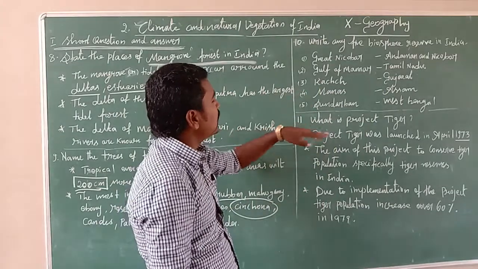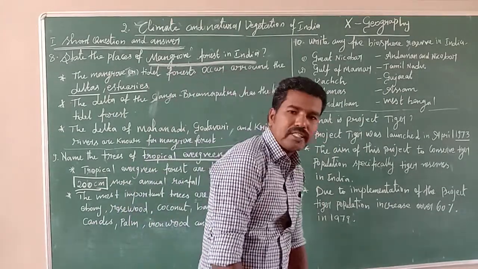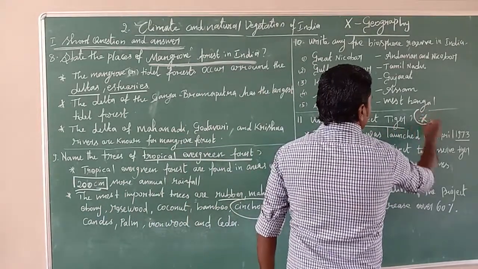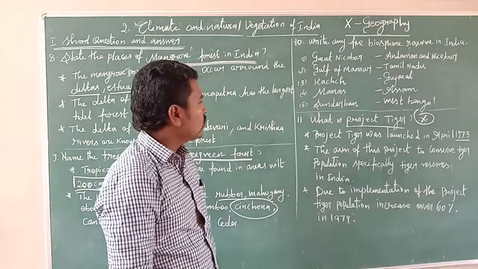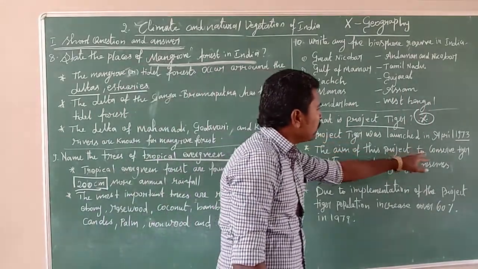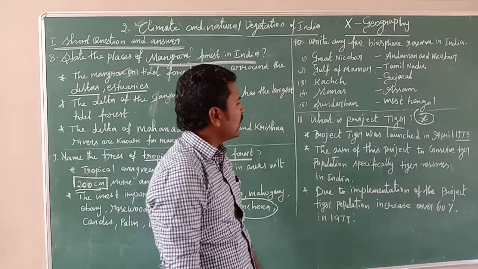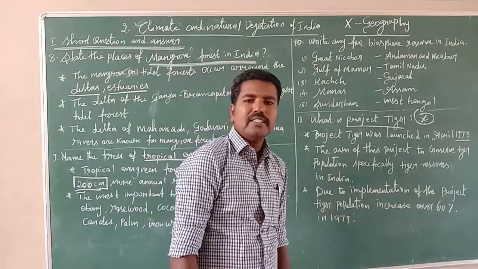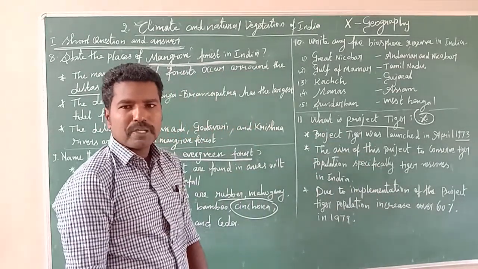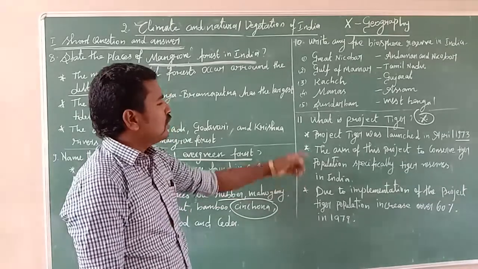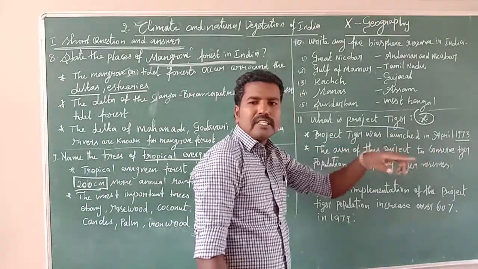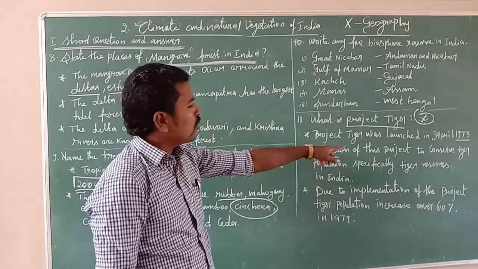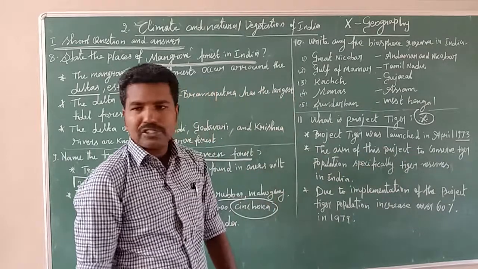So next we come to the last question. What is Project Tiger? Very important question. Project Tiger was launched in April 1973, under Prime Minister Indira Gandhi's tenure. Why did the government of India establish this project? The main aim of this project is to conserve the tiger population.